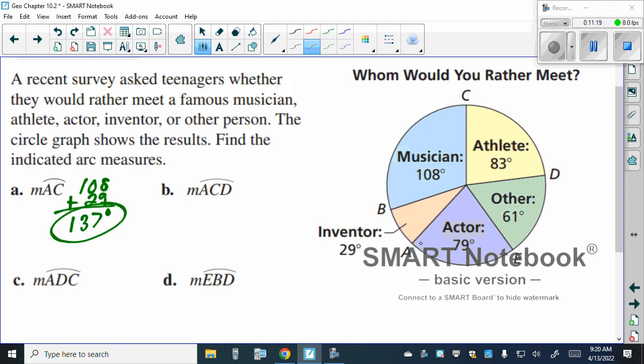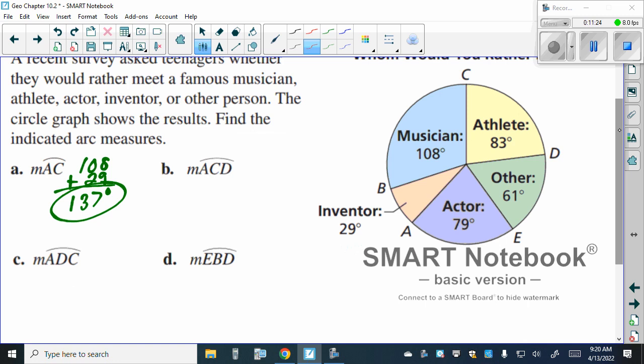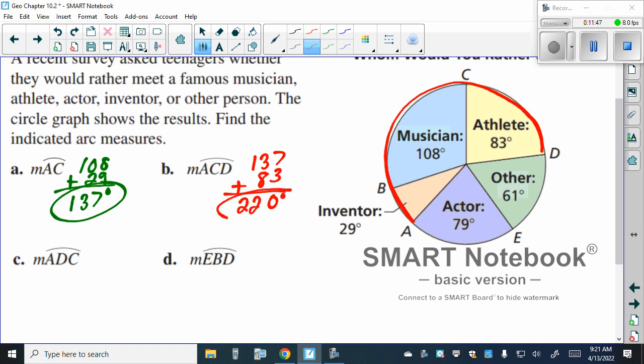Let's look at the next one, ACD. So A, to C, and finish up with D. So exactly, inventor, musician, and athlete. Well, we know inventor and musician add together to be 137. And we can add to it 83. Yes, it'd be 220 degrees.